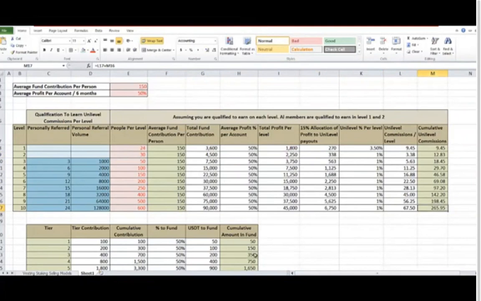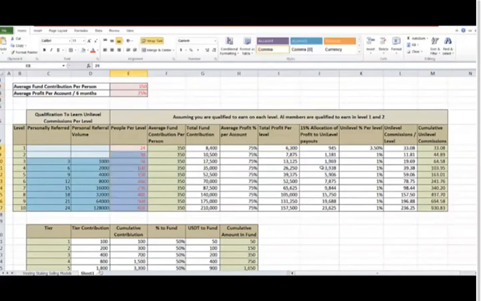But let's say that the average contribution was more than 150. Let's say that it was actually down to tier 3 at 350. Then it goes up. But let's say that the profit was maybe 75% on average over 6 months. Again, you can play with these variables. You can insert your own numbers here, but this table allows you to do some calculations, to give an idea of the potential passive income.